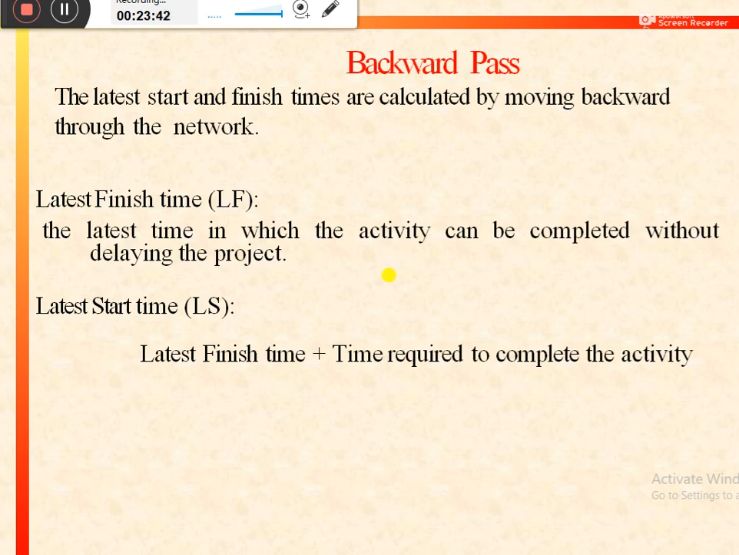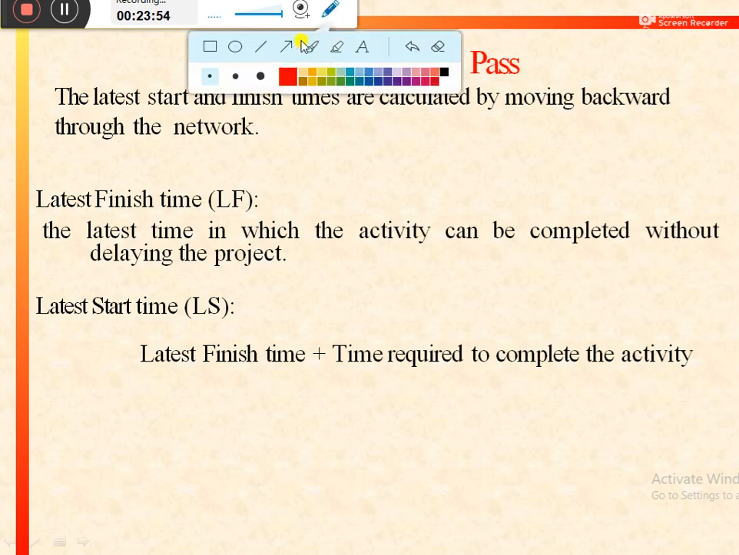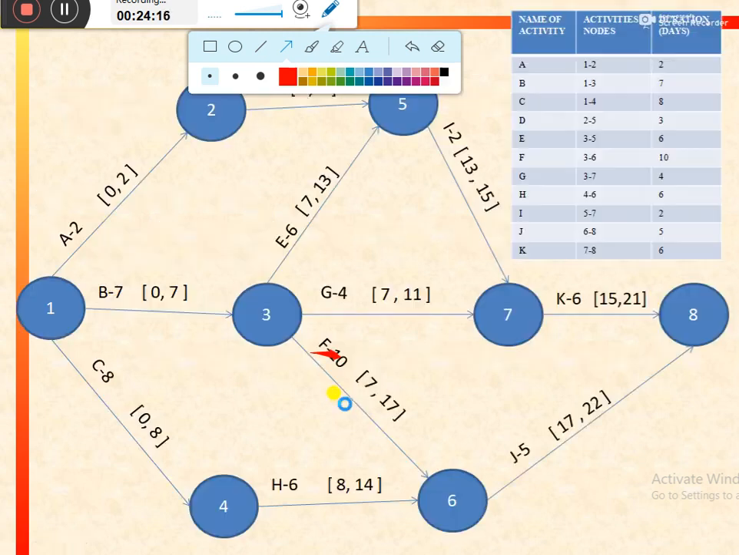And further, latest start time can be computed by using this formula, that is latest finish time minus time required to complete the activity. So it is not plus, it is minus. Latest finish time minus time required to complete the activity. So by using this method, or by using the backward pass, we would calculate the latest finish and latest start of different activities.